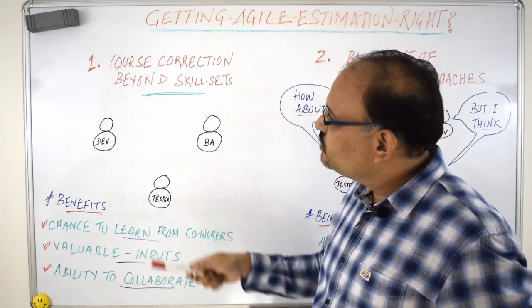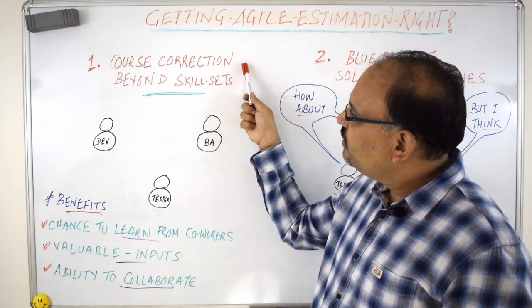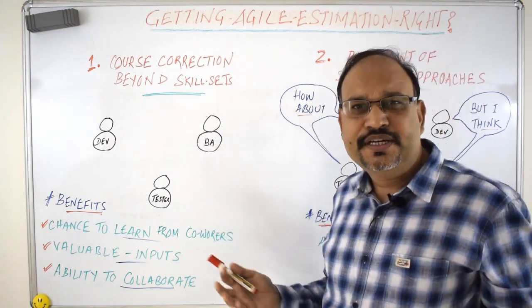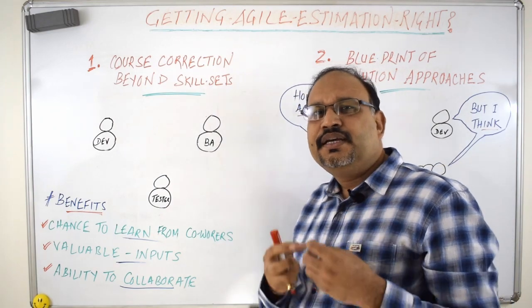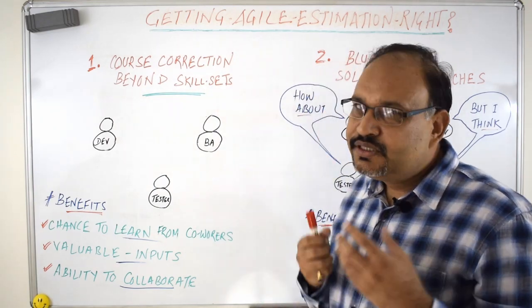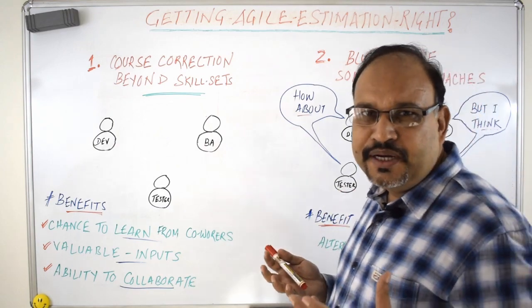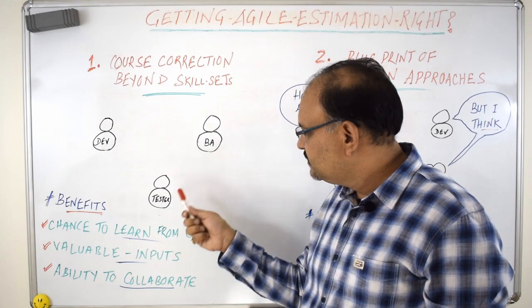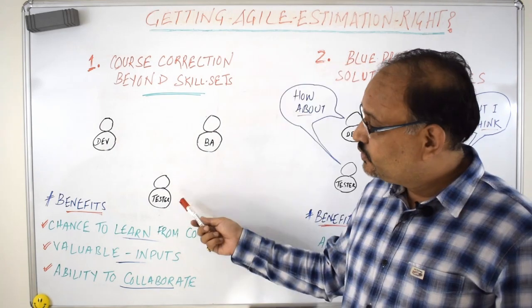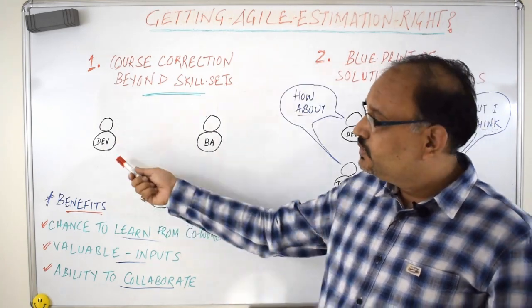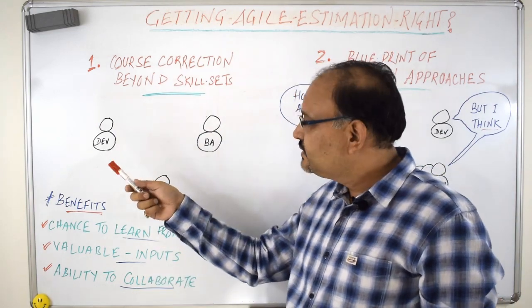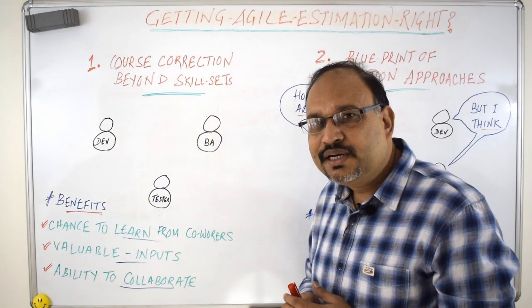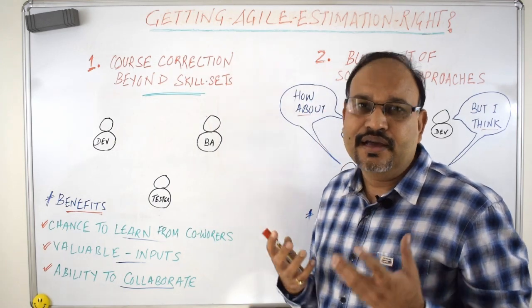The first aspect is to ensure that the team is involved in course correction beyond their skill sets. At the end of the story point estimation, the team gets a story point or a number which represents the end-to-end estimate of the story. That is, it covers the development efforts, the analysis efforts, and the testing efforts. And for that to happen, not only does the team estimate their own work, but they go beyond their skill set to understand why the other team members are estimating it differently and what are the areas where they need help.